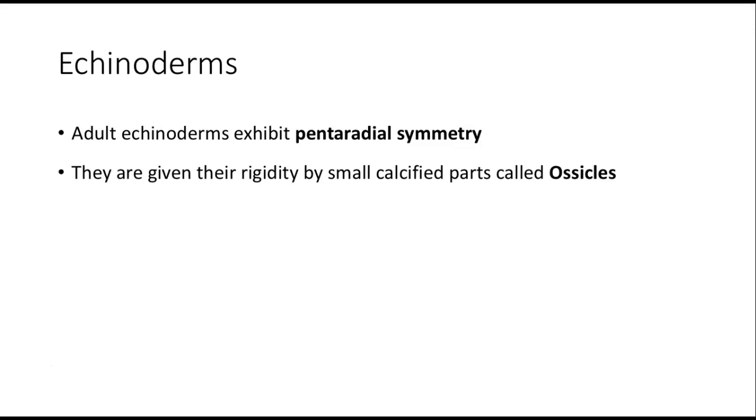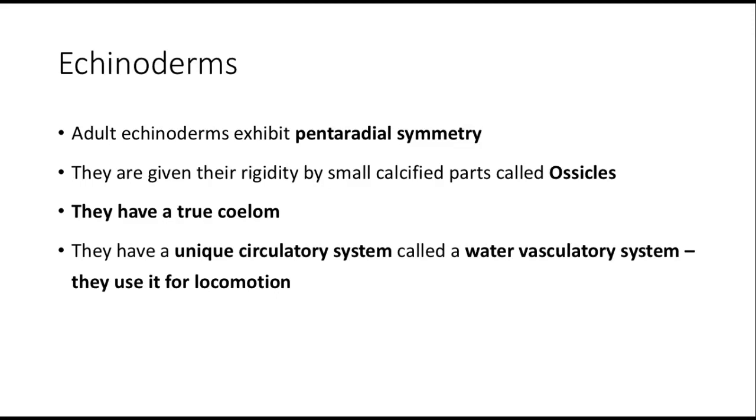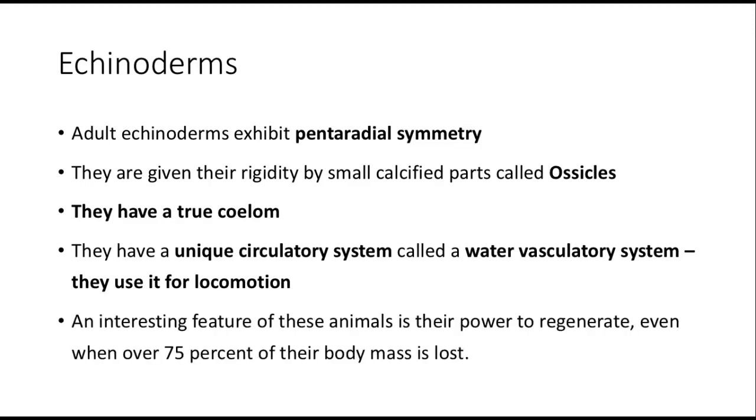They are given their rigidity by these small calcified parts called ossicles. They do have a true coelom, a true body cavity, and they have a unique circulatory system called a water vascular system, and they use it for locomotion, and I'll show you that in the next slide as well. An interesting feature of these animals is that they have the power to regenerate even when over 75% of their body mass is lost. So you can cut off a leg of a sea star and it can regenerate its leg. That's very, very interesting, and most organisms cannot do that.